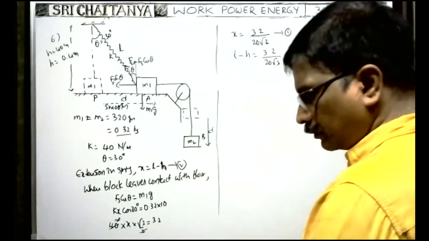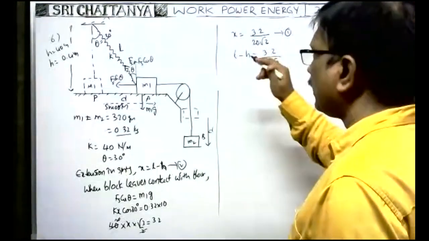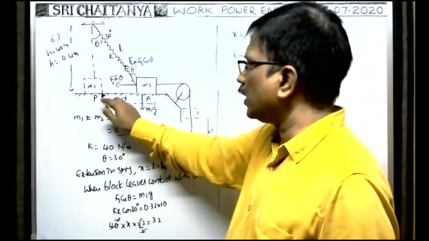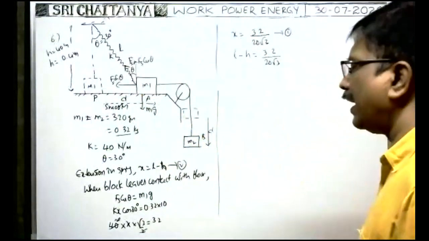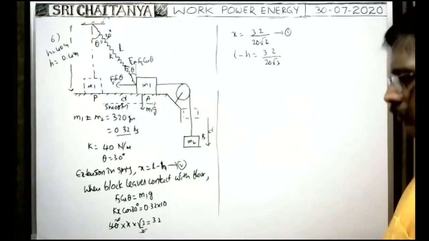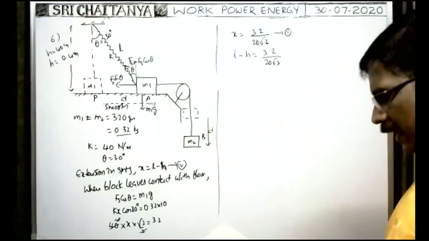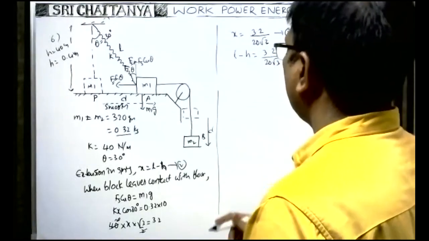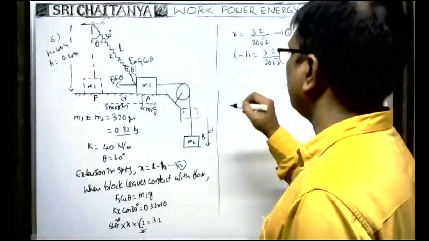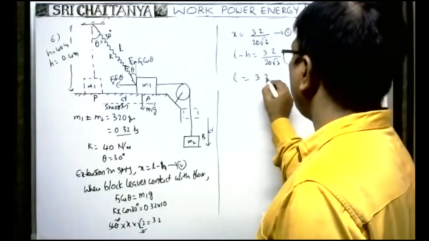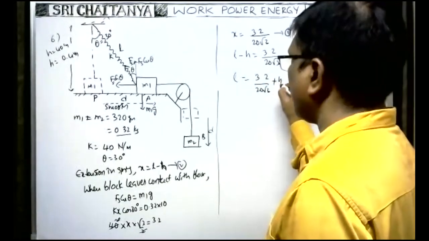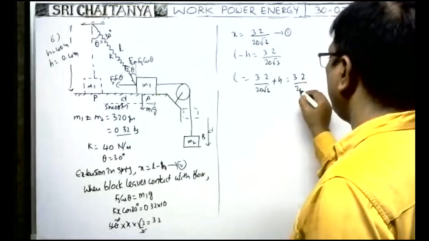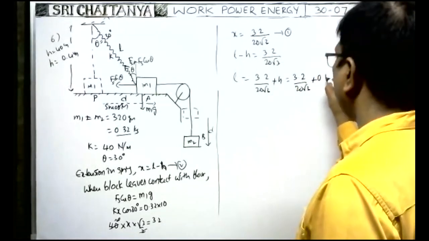Okay, now in this case, what about the L value? We have to find it, because our aim is to find the D value. When you know the D value, we can calculate the velocity of the block. That's why we have to find D. To find the D value, we have to know this L value. So from this, L is equal to 3.2 by 20 root 3 plus h, we can write now. h is equal to 0.4 meter. So L is equal to 3.2 by 20 root 3 plus 0.4 meter.